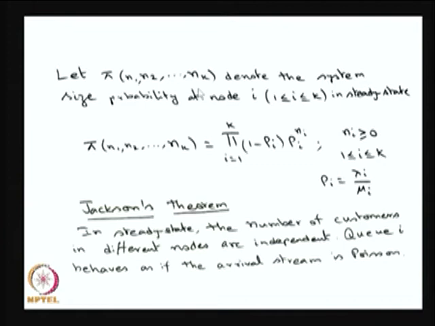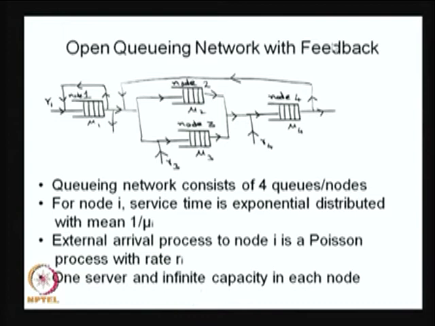Therefore, consider the joint probability of N1 customers in the first queue, N2 customers in the second queue, and so on till Nk customers in the kth node. Since each node behaves independently, the number of customers in different queues are independent, the arrivals are Poisson, and we assumed infinite capacity and only one server in each queue. Therefore, the arrival follows Poisson, service is exponential, one server, infinite capacity. That means even though it is an open queuing network with feedback, each node behaves as if it is an M/M/1 queue in steady state. That is important.